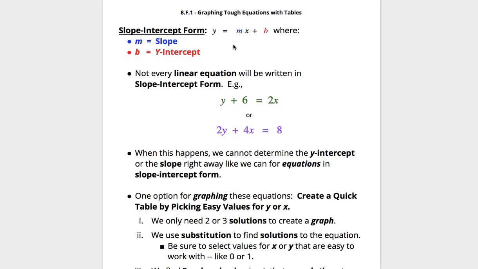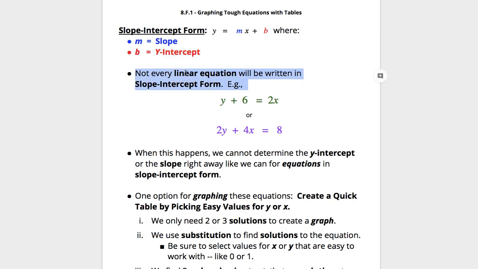This video focuses on how we can graph the toughest equations by first creating a table. Slope-intercept form, or y equals mx plus b, is one way to write linear equations. And if the linear equation is in slope-intercept form, we can quickly know what the slope is, quickly know the y-intercept, and build a graph.